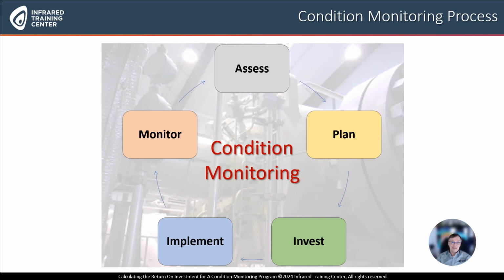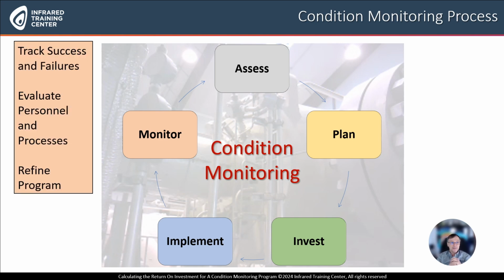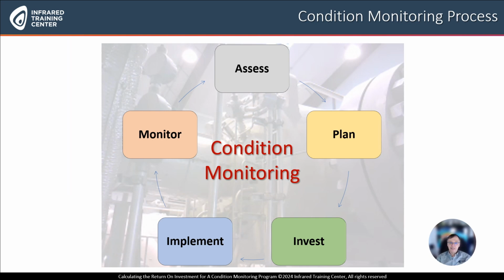Okay. And then the next step here is to monitor. We're going to track our successes and failures. Not all programs are 100% perfect when you start them up. Perhaps you have the wrong personnel, you have the wrong technology. And so we want to evaluate our personnel, we want to evaluate our process, and refine the program, and then we go right back into that assessment phase here. And that is basically the condition monitoring program. You assess, you plan, invest, you implement, you monitor, and you just keep going and going and going.